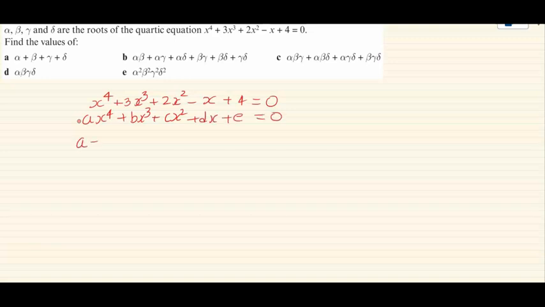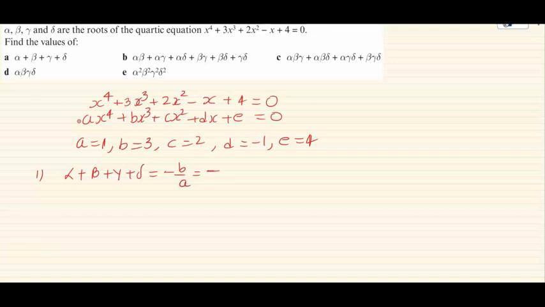So you will get a equal to 1, and b equal to 3 and c is equal to 2 and d is minus 1 and e is 4. Right? Now what is alpha plus beta plus gamma plus delta? That is the first part. What should it be? Minus b over a. So what is b here? It is 3 over 1. So it should be minus 3, right?